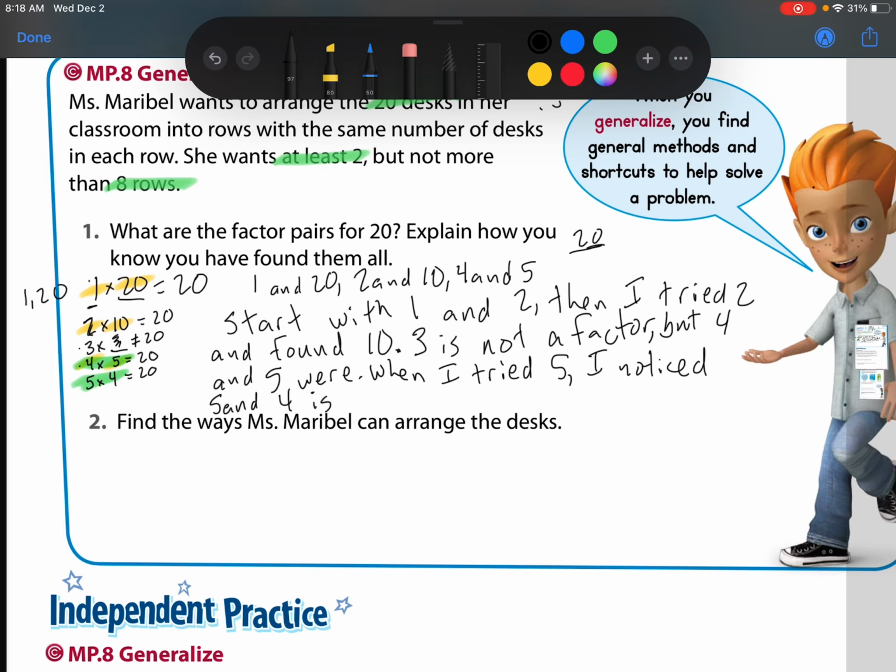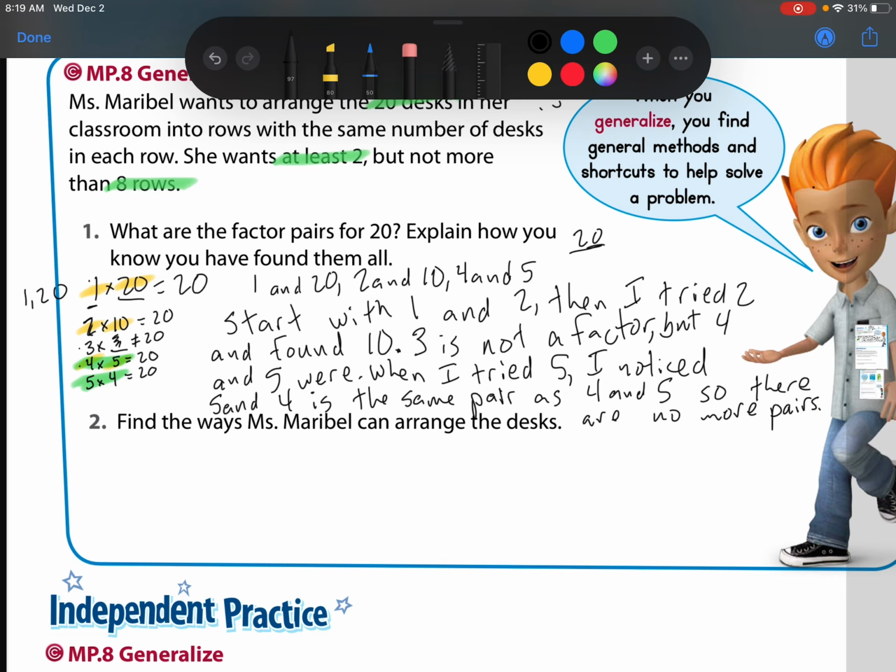I noticed that 5 and 4 is the same pair as, what was it? I need to flip them. 4 and 5, there we go. So there are no more pairs. Sorry for that sloppy handwriting, guys. So now I can move on to number 2.